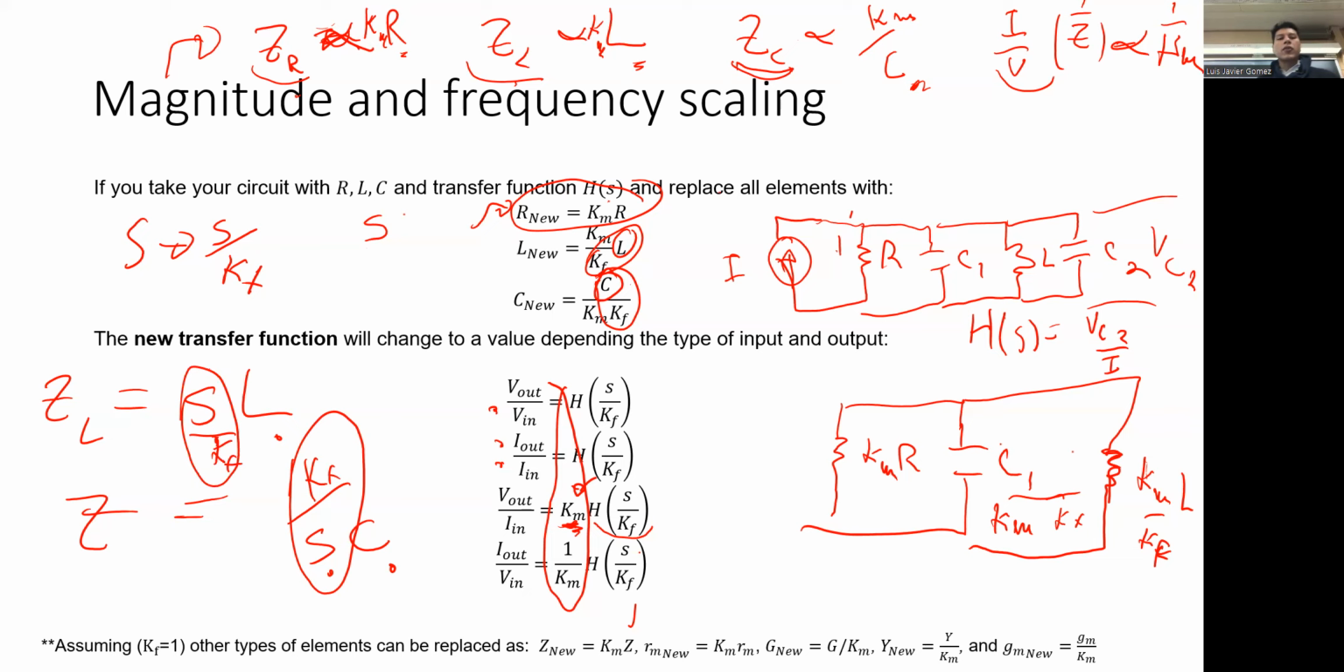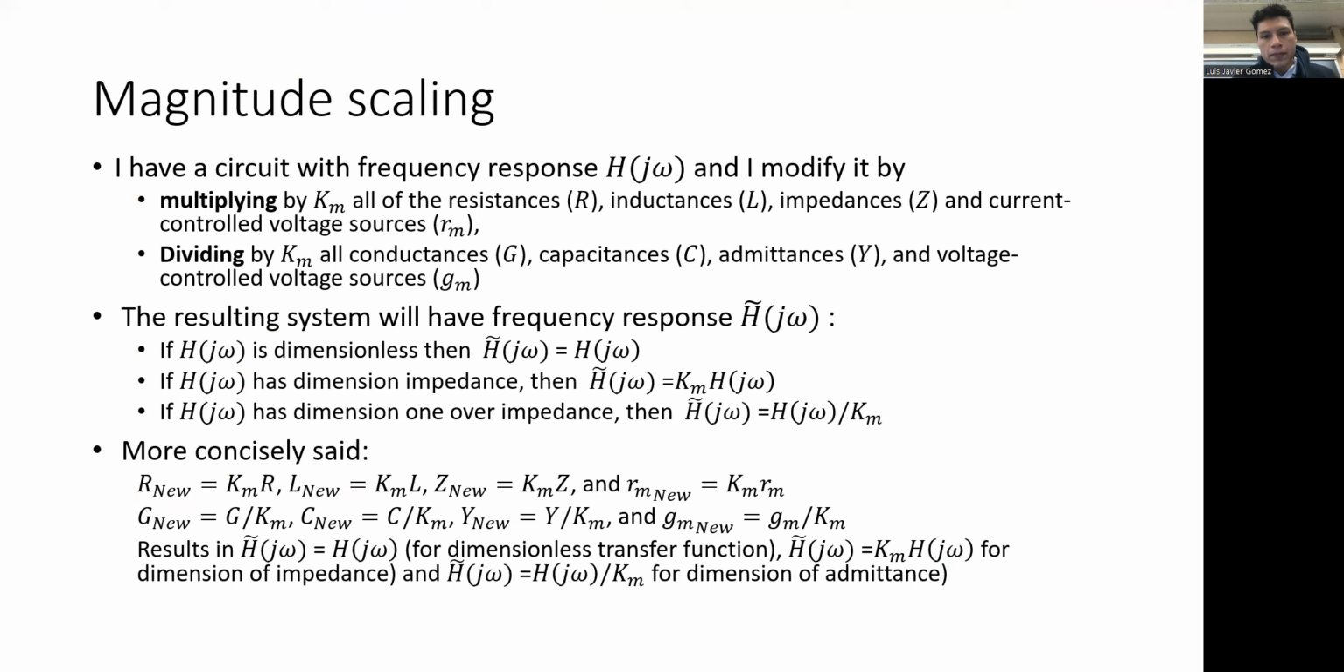But of course, we end up actually just changing the L to be this value. So that's why you always divide when it comes to frequency scaling, and you only do it to the capacitor and inductor because those are the only two that depend on S. So I hope this helps you memorize it. Yeah, so it kind of rewrites what I just wrote in the previous slide.